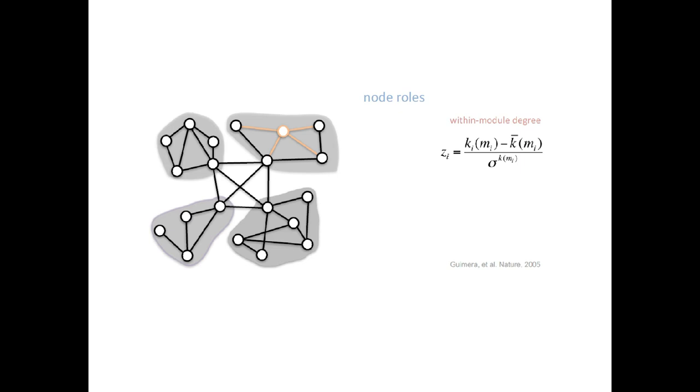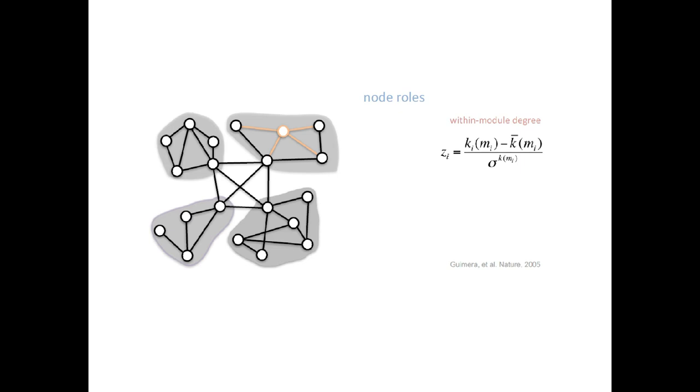Now, the nice thing about modularity analysis is that once we have our modules, we can understand the role that individual nodes play within the network by looking at their within module and between module connectivity. So one way of looking at within module connectivity is to estimate something called the within module degree. That's simply a Z score.